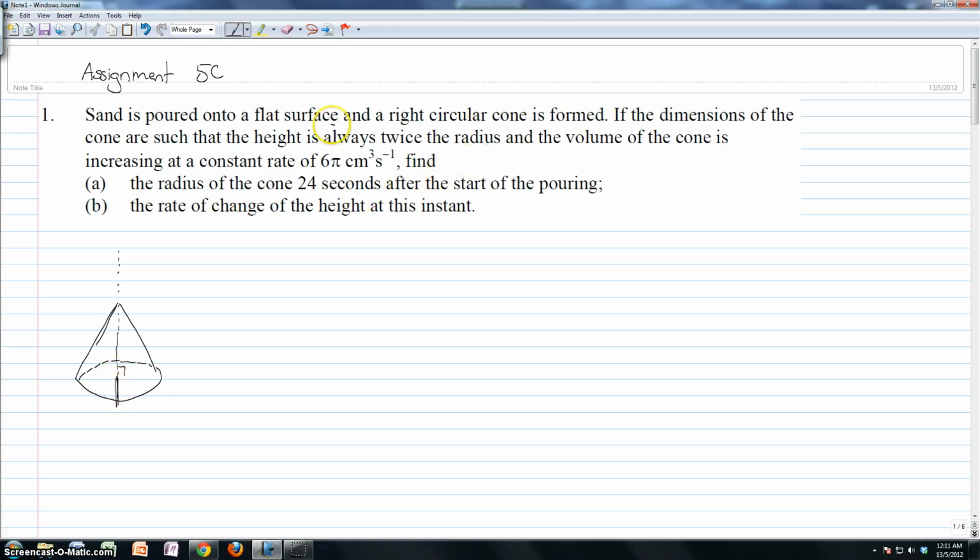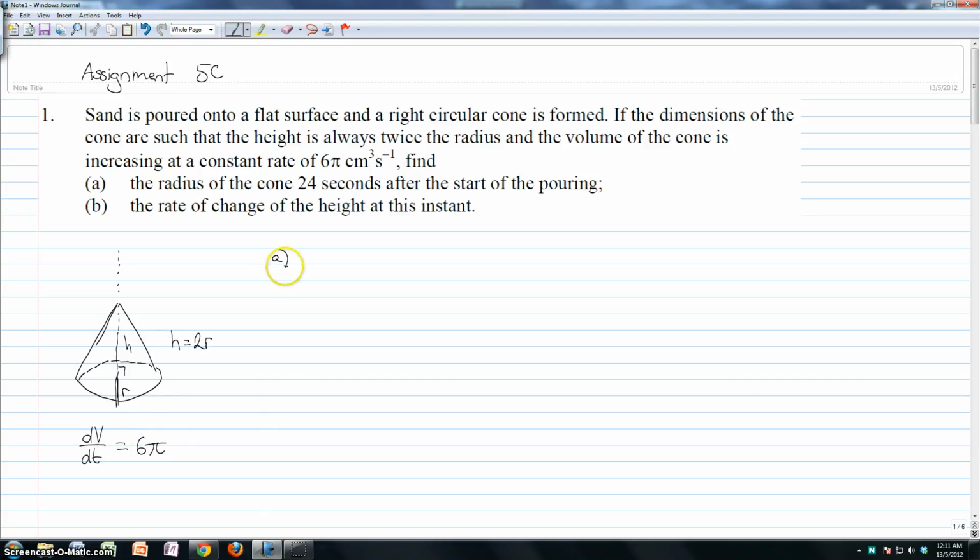Now we also know that the height h is always going to be twice the radius, so height is 2 times r. And the volume of the cone is increasing at a rate of 6 pi cubic centimeters per second. So what does that mean? The volume of the cone is increasing at a constant rate, so the change in volume with respect to time is constantly 6 pi cubic centimeters per second.